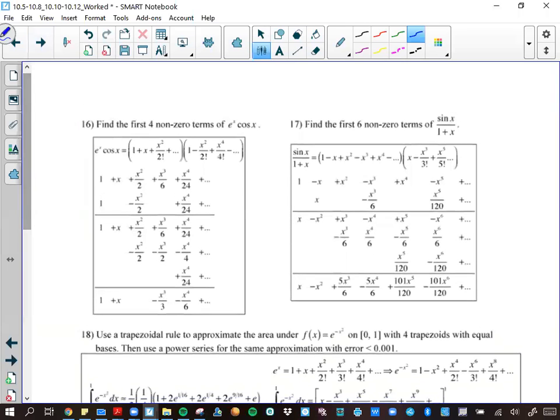Okay, so find the first 4 non-zero terms of e to the x cosine x. So this is where it gets a pain in the butt. Because now you have e to the x and cosine x, you're basically multiplying these two power series together. Okay? And they want the first 4 non-zero terms of e to the x cosine x. So you're going to have to FOIL this out.